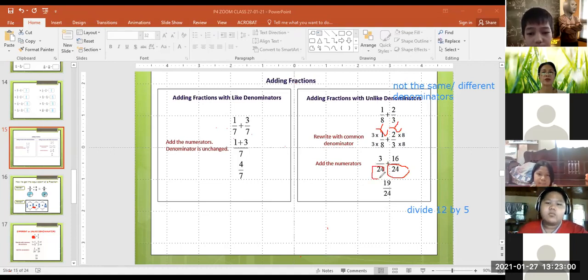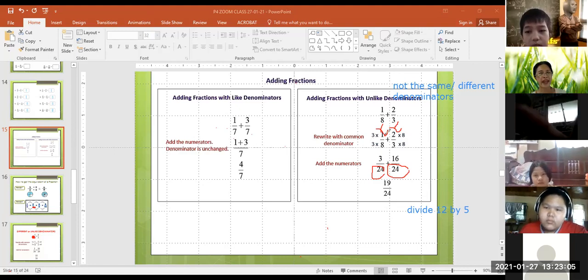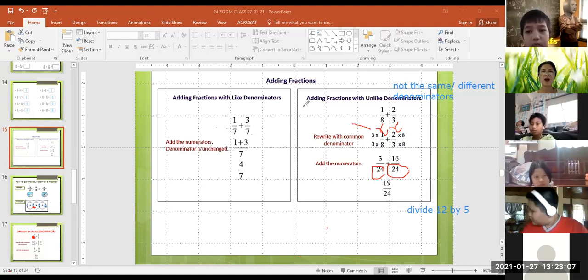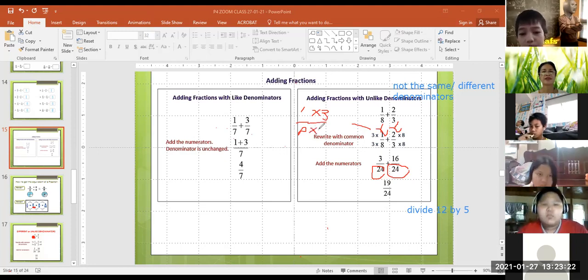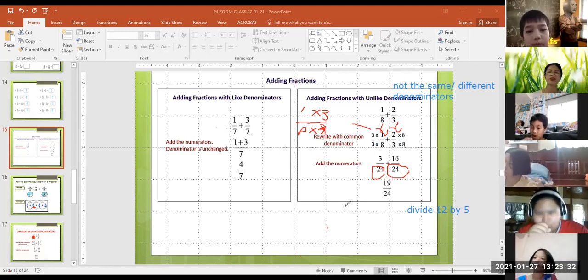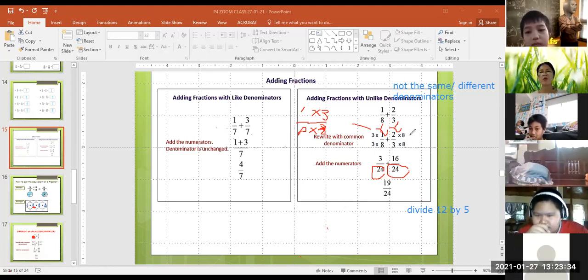So what did we do? That is 1/8. You're just going to multiply 1/8 times 3, and then 8 times 3. What is your answer? You get 24. Yes, you get 24. Very good. Now we will do the same with 2/3.